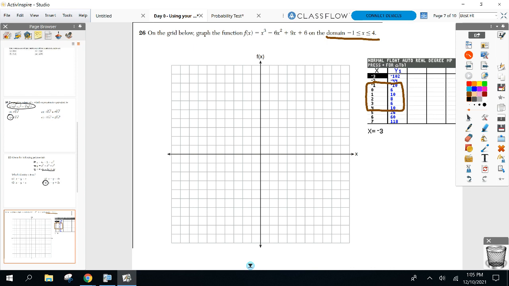First one, -1, 10. -1 up 10. 0, 6. No, sorry. -1, -10. I got to go down. -1, -10. There we go. 1, 10. 2, 8. 3, 6. 4, 10. That's what these graphs look like when the highest exponent is a 3.